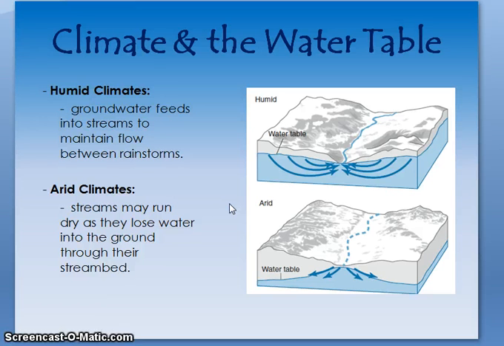How does climate affect your water table? Well, humid climates are obviously going to be climates that have more water in the area, and typically your stream is going to be the height of your water table. So groundwater will feed that stream here. In an arid climate, that's when you're going to see streams even dry up. They're going to lose their water, because the water table is really low. So your climate really affects how much groundwater you're going to have.